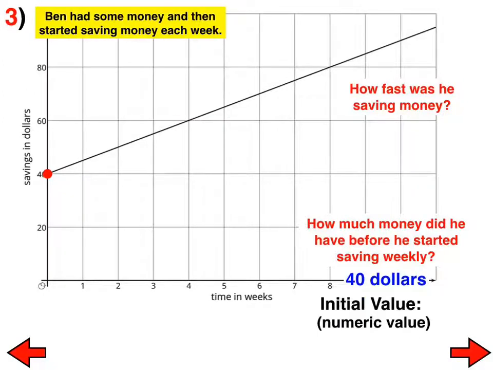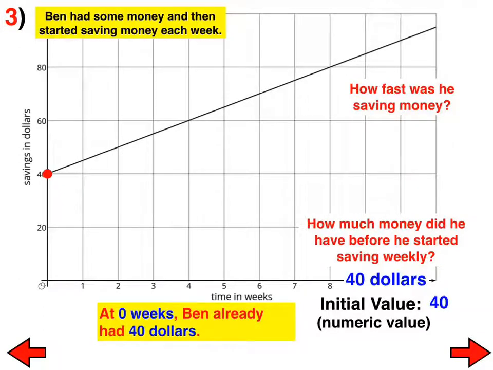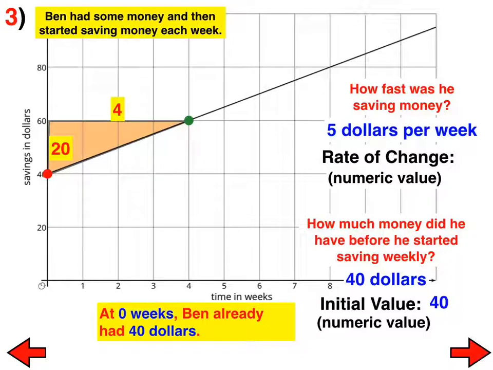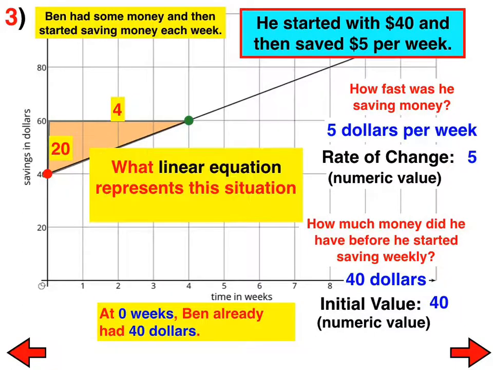If you're asked for the initial value, the numeric value only, of course, that is 40. And then we need to find technically the slope. And by the way, the initial value represents at 0 weeks, Ben already had $40. And so, using those two ordered pairs, we have a vertical change of 20 and a horizontal change of 4. Simplifying that and using the context within the problem, that would be $5 per week. That's how fast he's saving his money. If you're asked for the numeric value only, that, of course, would be 5. And then if you are asked for the equation, of course, that would be y equals 5x plus 40.